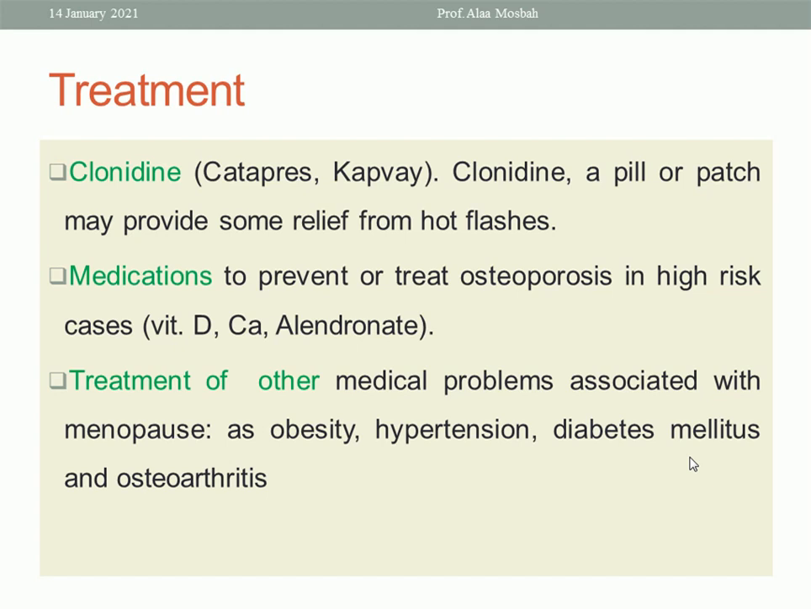Medication to prevent or treat osteoporosis in high-risk cases, like vitamin D, like calcium, and bisphosphonate or alendronate drugs, which enhance the precipitation of calcium in bone and enhance the osteoblastic activity. Treatment of other medical problems associated with menopause, like hypertension, diabetes, osteoarthritis, obesity.